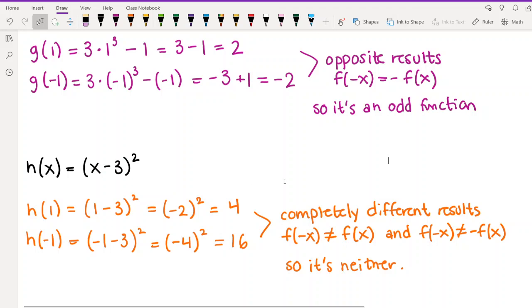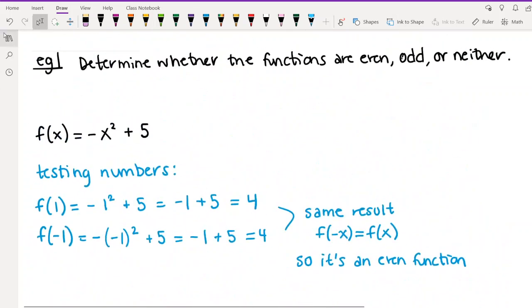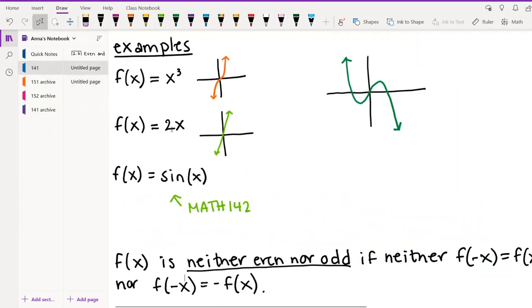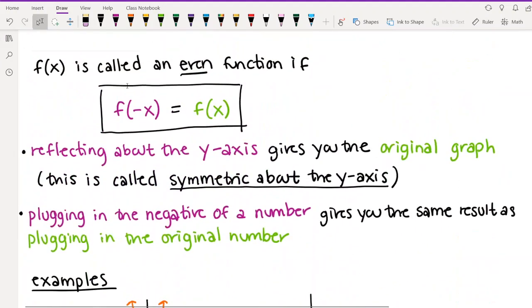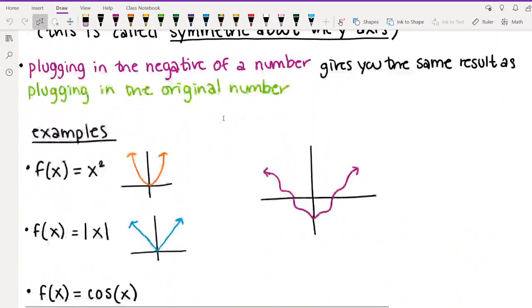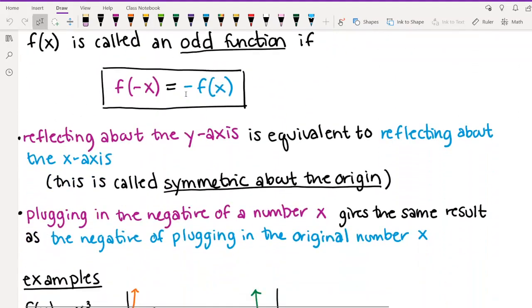And basically, the main thing I just want you to get out of this video is understanding what this definition means, like seeing this definition of, even means f of -x is equal to f of x, odd means f of -x is equal to -f of x. I just really wanted to give you a way to understand what those definitions mean. And then I also want you to be able to recognize whether a function is even, odd, or neither by looking at its graph or plugging in numbers.